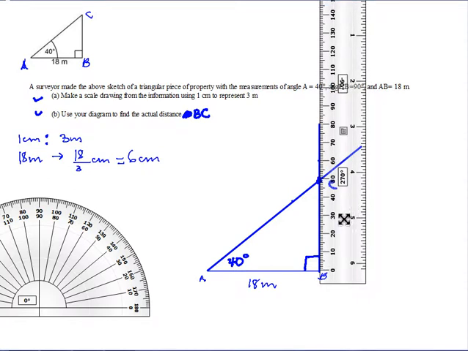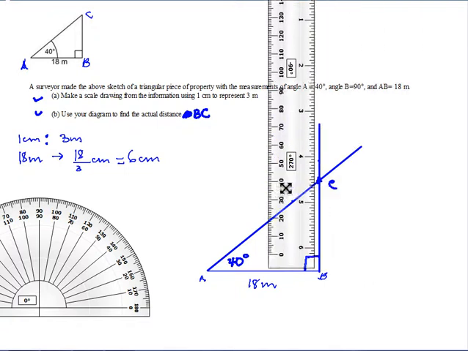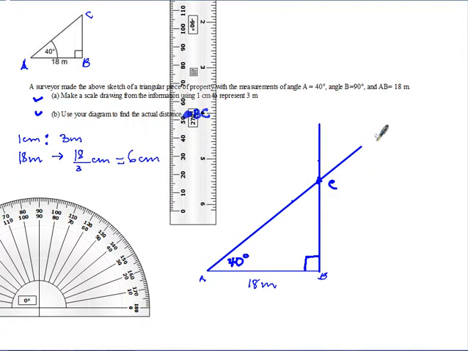This looks like 5 centimeters. Now remember, 1 centimeter represents 3 meters. So if this is 5 centimeters, now we need to do some math to actually work it out. BC on the diagram is 5 centimeters. 1 centimeter represents 3 meters, which means 5 centimeters would represent 5 times 3 meters. The answer will be 15 meters. So the actual distance BC is 15 meters.